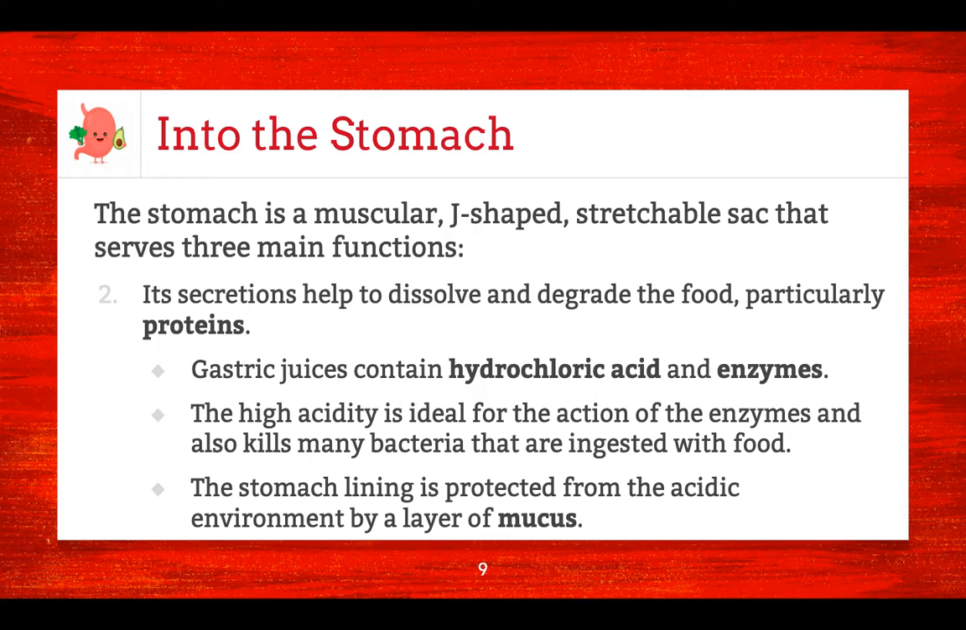So you might think that an acidic environment, well, that's not good for your body. And in general, it's not good for your body. But in the stomach, it works out okay because the stomach lining is protected from that environment by a layer of mucus.